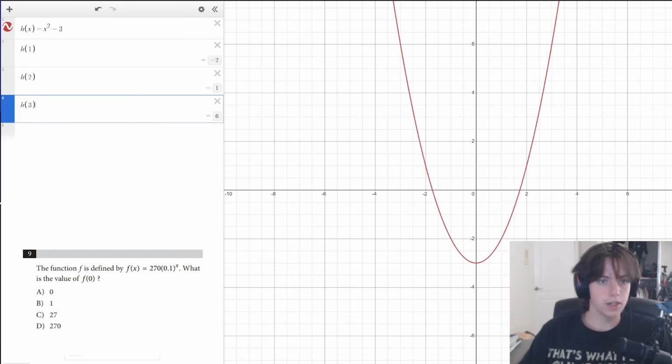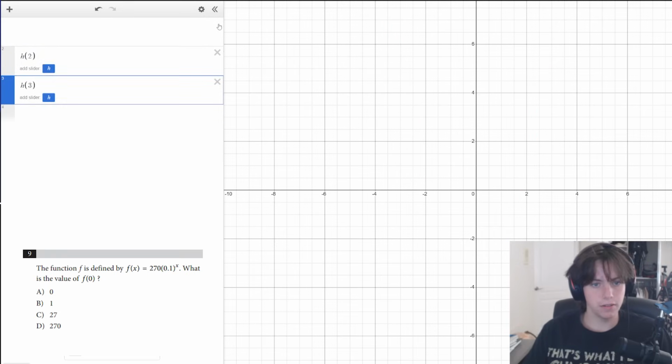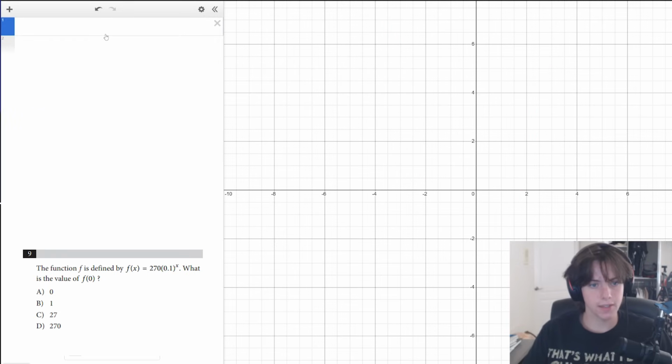Question number 9, the function f is defined by f of x equals 270 times 0.1x to the power of x.